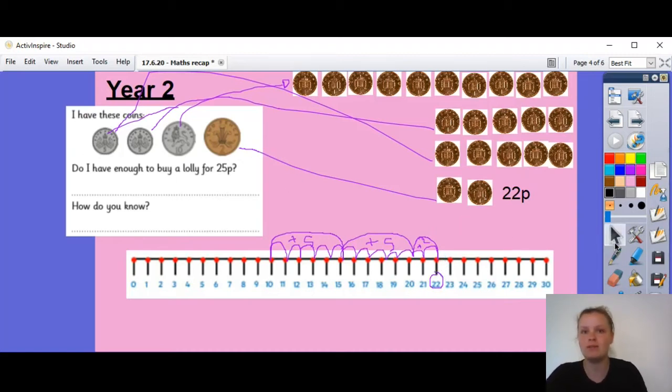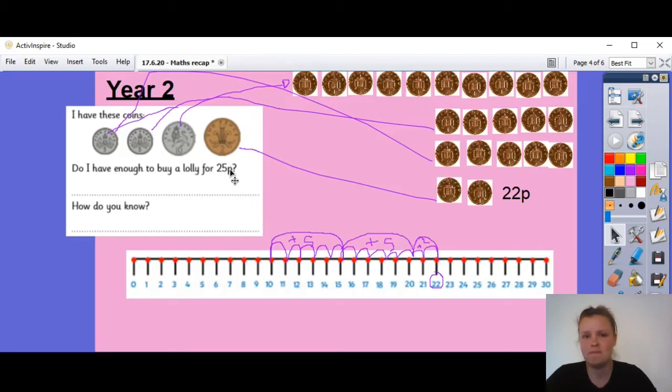Now, when we're talking in money, we say p at the end, unless we've got more than that and we've got pounds. But here we've just got p. So I've got 22p. Is that the same as 25p? What do you think? Is 22 the same, or is it less than 25p? Yes, 22p is less. It's a smaller amount of money than 25p. So, can I buy the ice lolly? Do I have enough money to buy the lolly?